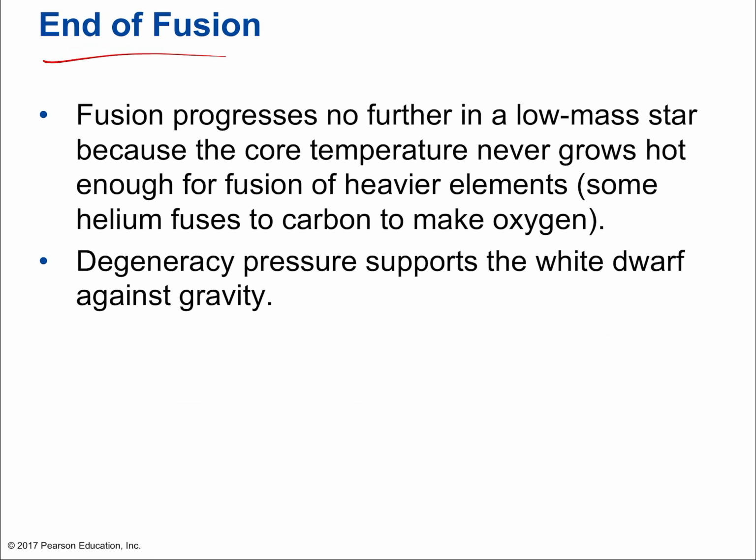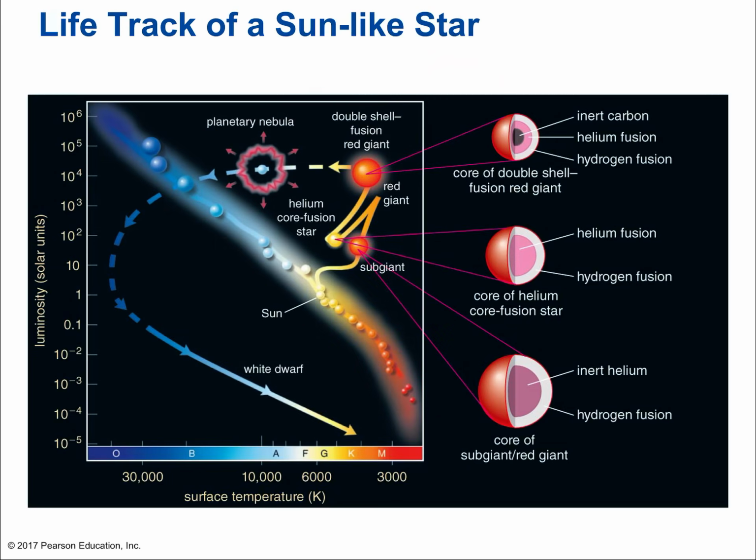So the fusion progresses no further in a low mass star. All right? That carbon core that we mentioned, that's it. That carbon will never fuse into anything else. It is an inert carbon core. The temperature just never grows hot enough to fuse heavier elements. All right? So helium fuses to carbon. Some helium fuses to carbon to make oxygen, but that's not much. That happens in really trace amounts. The degeneracy pressure supports the white dwarf, because that's what's left behind, against gravity. We'll talk more about that in the next chapter. So there is something left behind, and it's called a white dwarf. More on that later, but not in this chapter.